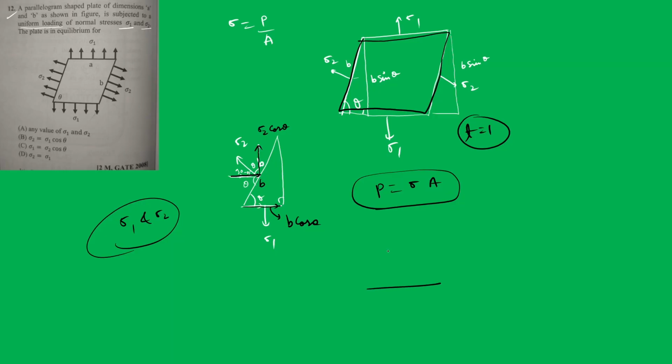Okay, so this angle is theta and this length is b, then this length will be b sine theta and this length will be b cos theta. Let's say this length is b. So b cos theta and thickness is 1, so b cos theta into 1 will be the area of this base, and b sin theta into 1 will be the area of this face. Okay, that is clear.